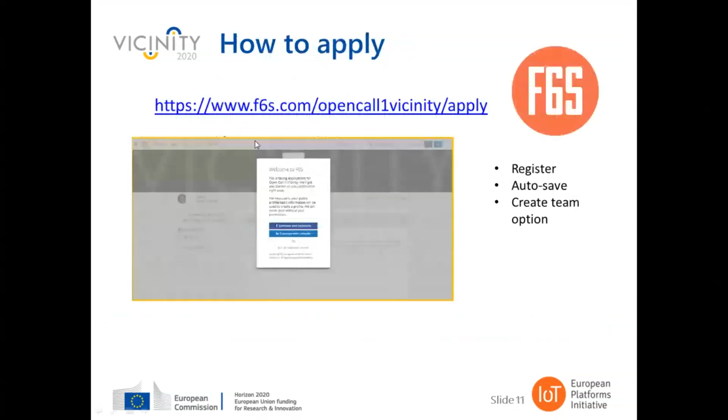Well, how to apply? We have used this platform, F6S. I imagine that some of you know this platform because it has been used for a lot of Horizon 2020 projects. For example, some of the IoT API projects have used this platform. This platform allows participants to register. It has the option of autosave, and it also has the option of creating a team.